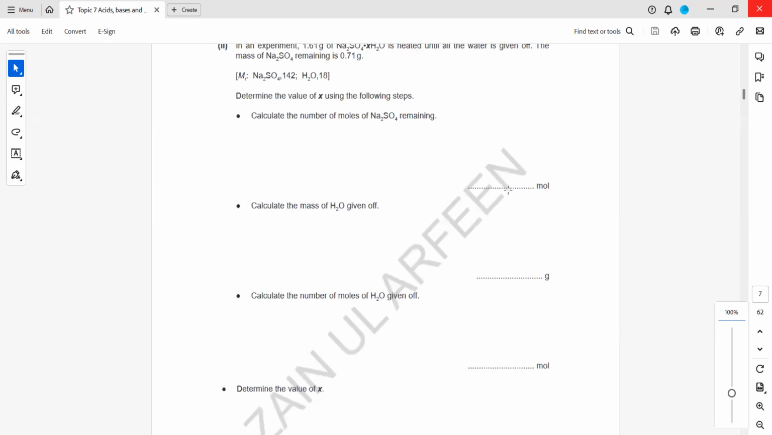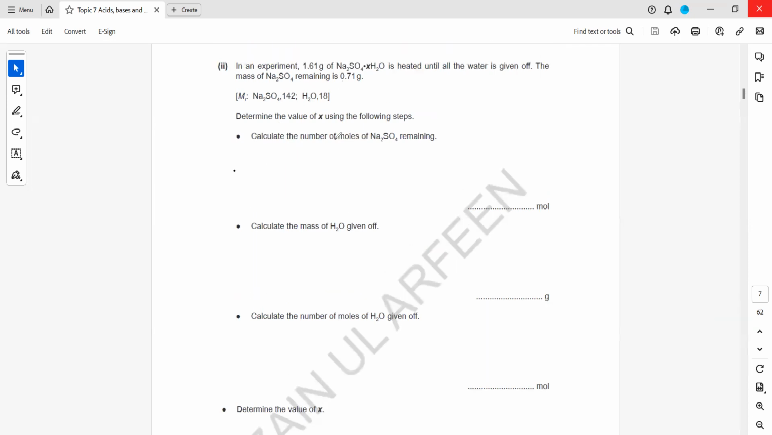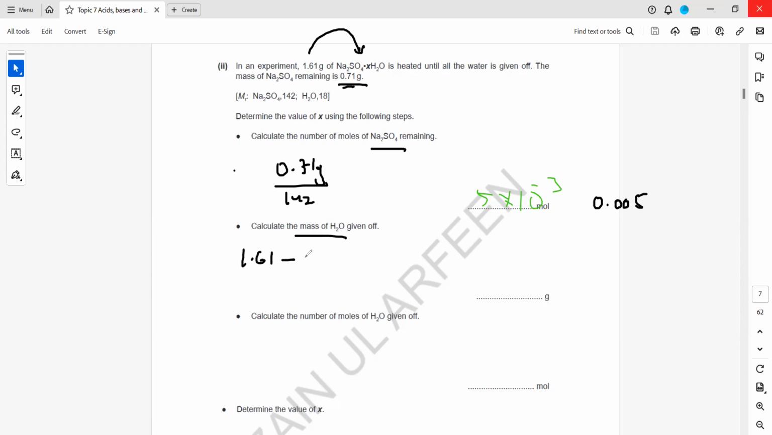In an experiment, 1.61 grams of hydrated sodium sulfate was heated. Calculate the moles remaining. It is heated until the mass of sodium sulfate is 0.71 grams. So we have 0.71 grams of sodium sulfate divided by its molar mass, which is 142. How many moles will be there? 5 times 10 to the minus 3, or you can write 0.005. Then the mass of water given off: this was the total mass of the hydrated and this is anhydrous, so you subtract 1.61 minus 0.71. This will give us the mass of the water which is given off, that is 0.9 grams.